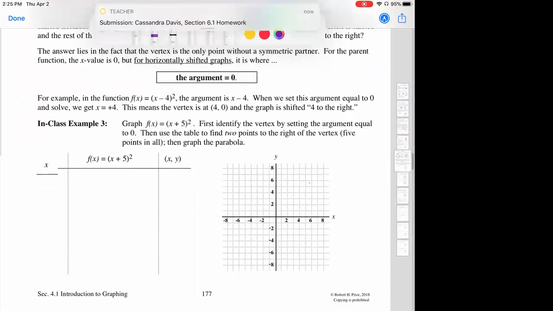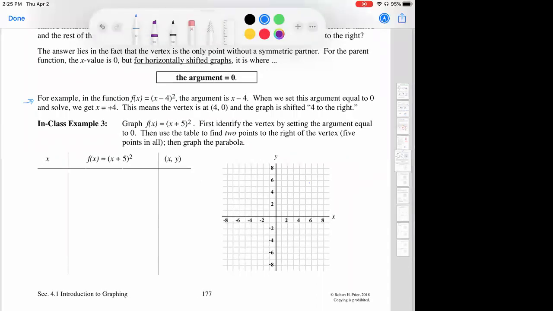And it tells you where we are, right here. For example, in the function f of x equals (x-4)², the argument is x-4. When we set this argument equal to 0, we get x = +4. This means the vertex is at 4 and the graph is shifted 4 to the right.